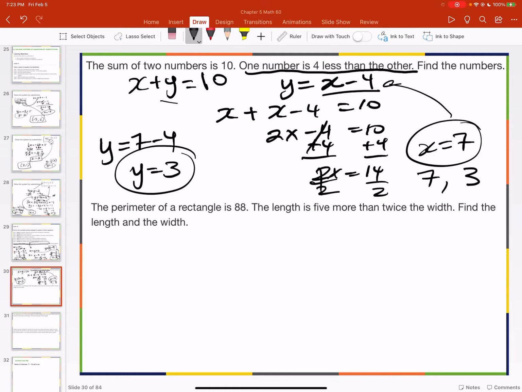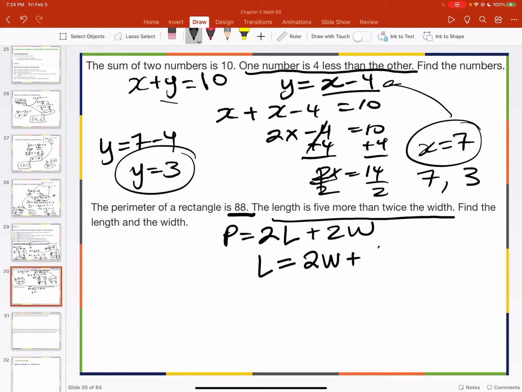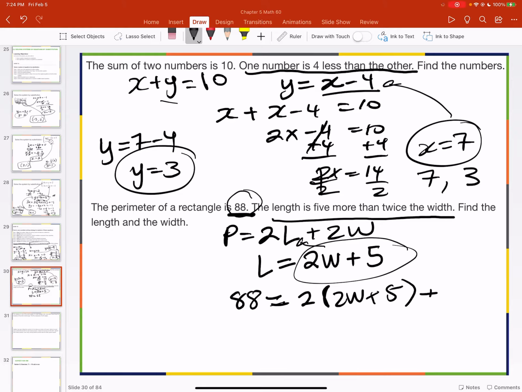Okay, the perimeter of a rectangle is 88. The length is 5 more than twice the width. So remember, the definition of the perimeter of a rectangle is twice the length plus twice the width. The length is 5 more than twice the width. So then you just plug that into the first equation, and we have that P is 88. So 88 is equal to 2 times, and then instead of L, I'm going to write 2W plus 5, plus 2W.